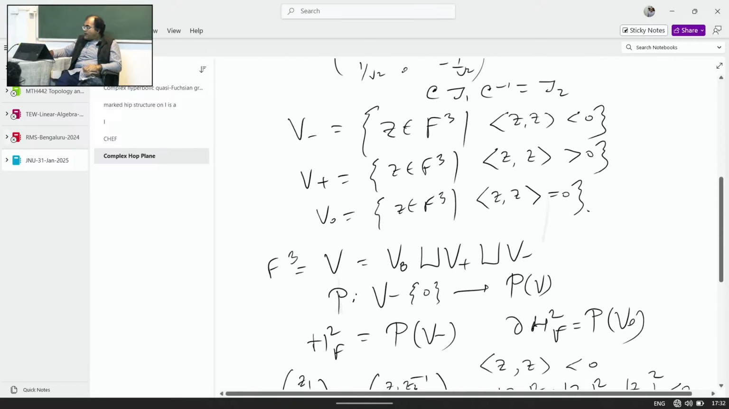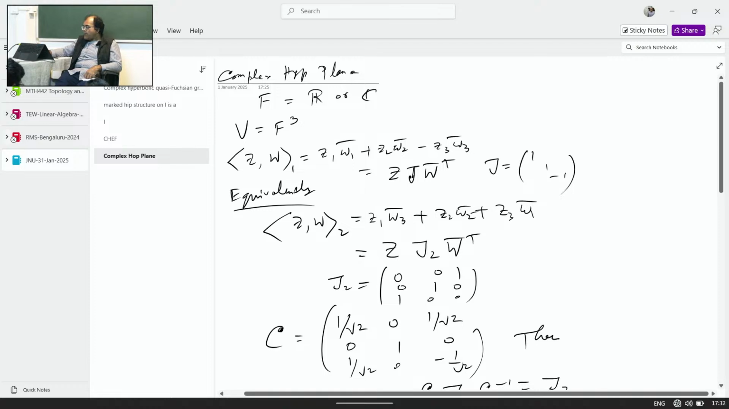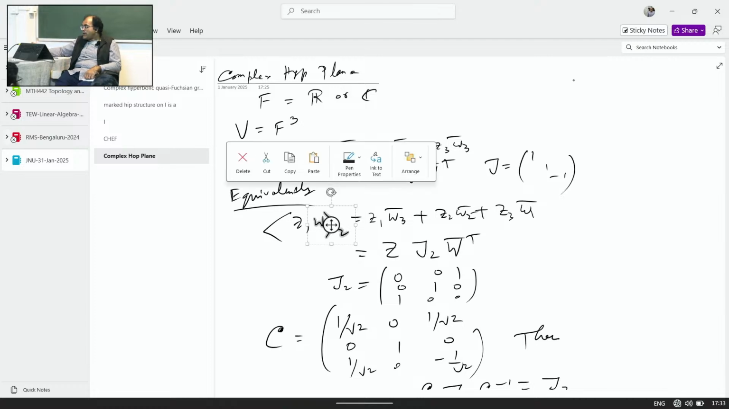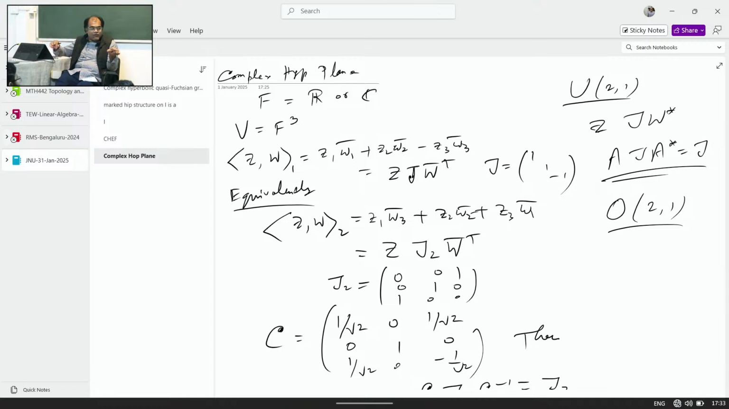You started with this bilinear form. Now in linear algebra, take the set of all matrices which preserve this Hermitian form. That matrix group is precisely U(2,1), because this satisfies the relation with J, Z, J, W star. Any matrix that satisfies A J A star equal to J, that means it preserves this Hermitian form. Consider the set of all such matrices as U(2,1) in the complex case. In the real case, that is denoted by O(2,1). And that gives you the isometry group of the corresponding model of the real or the complex hyperbolic space.